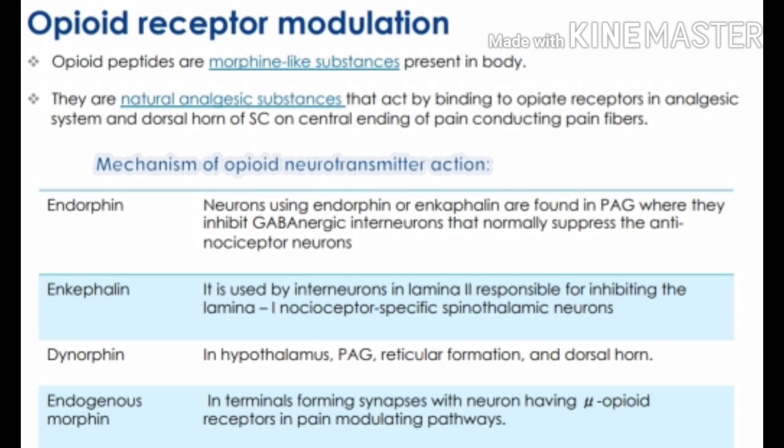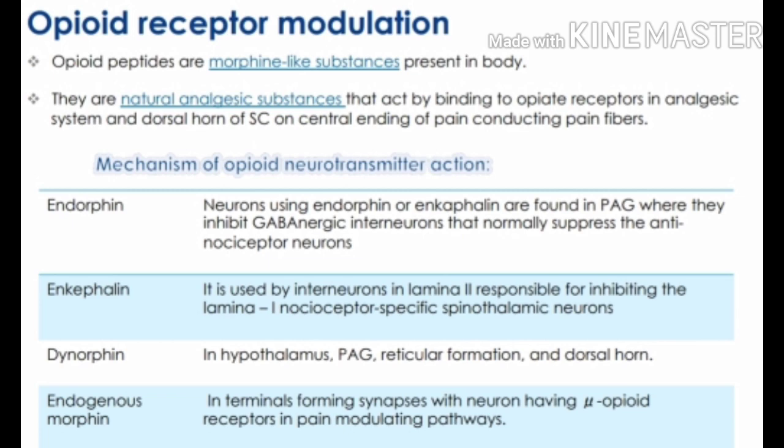Opioid receptor modulation. Opioid peptides are morphine-like substances present in the body. They are natural analgesic substances that act by binding to opioid receptors in the analgesic system and dorsal horn of the spinal cord, on the central ending of pain conducting fibers.